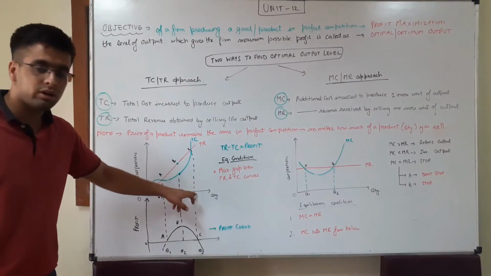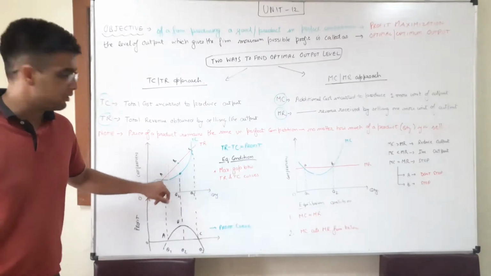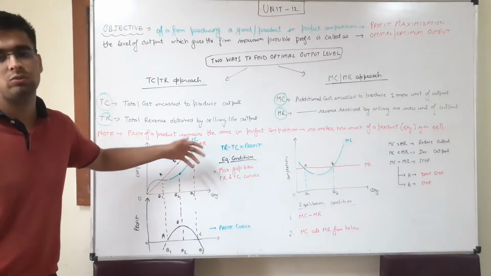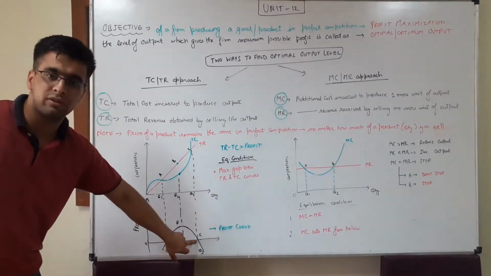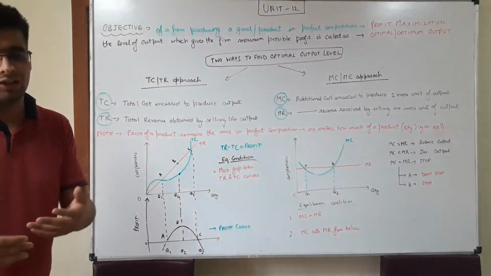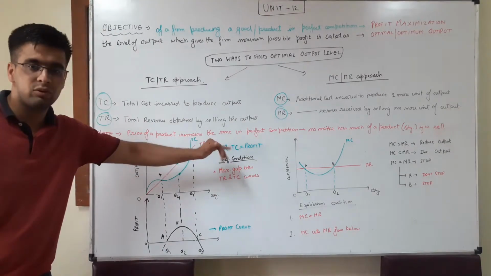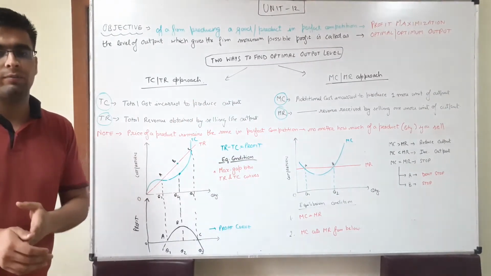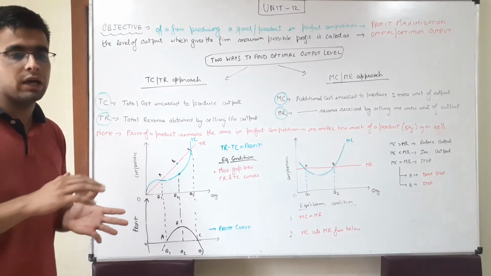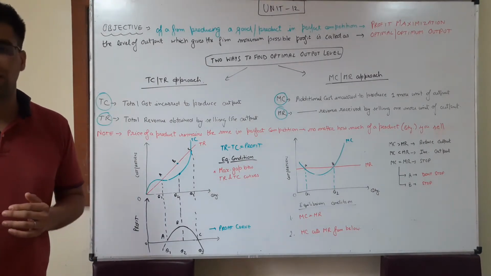And at quantity OQ3, same thing happens again. What happened at A point? Total revenue becomes equal to total cost. That means 0 profits. Alright. And if he still goes further, which actually he shouldn't, because total cost is going upwards and total revenue is below total cost. That means if he produces output more than OQ3, his profits are going to go in negative.